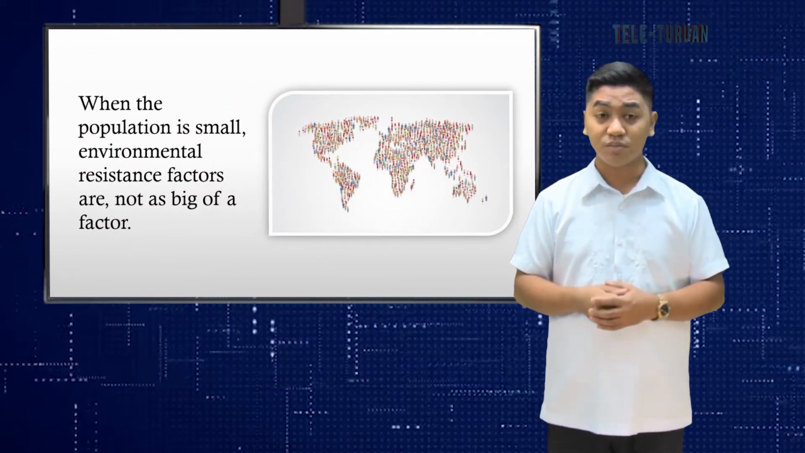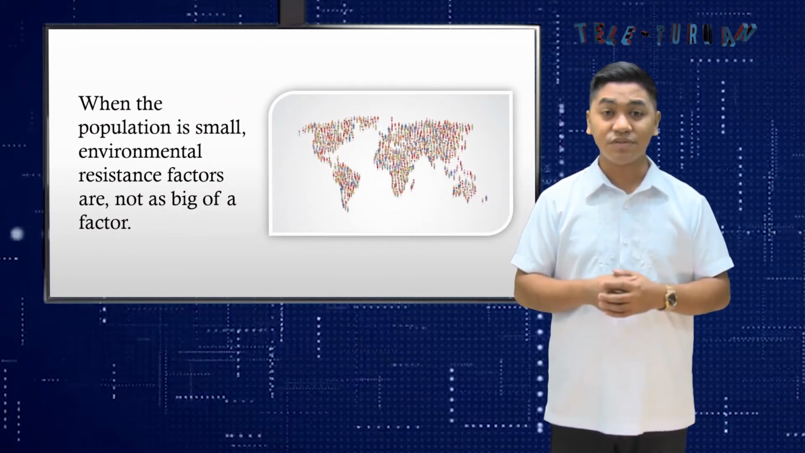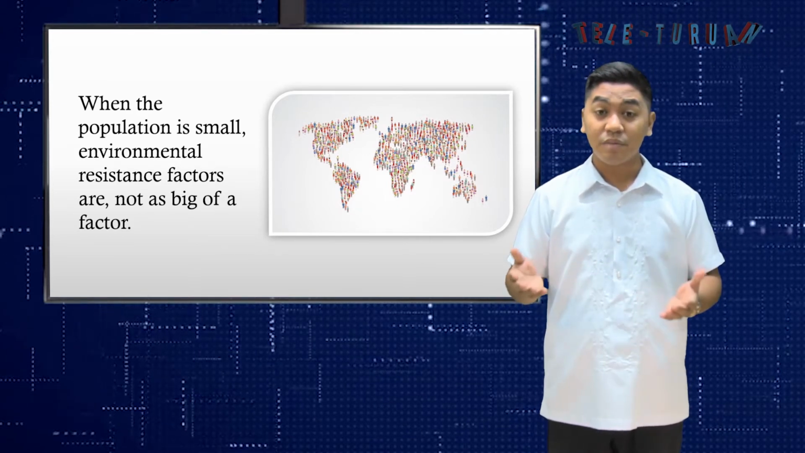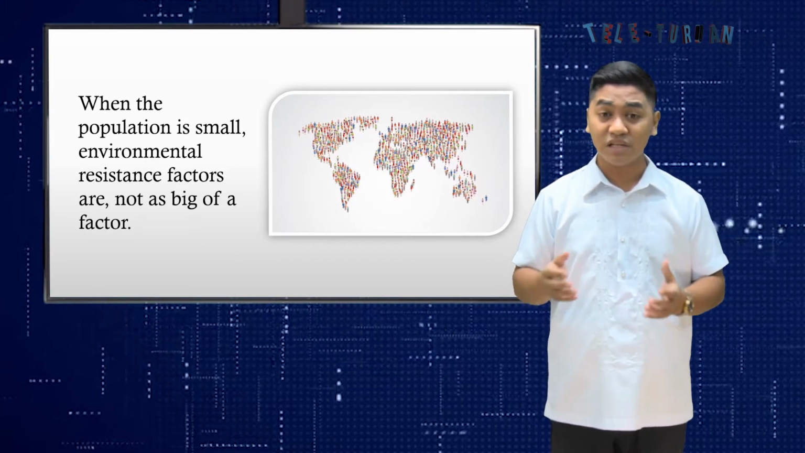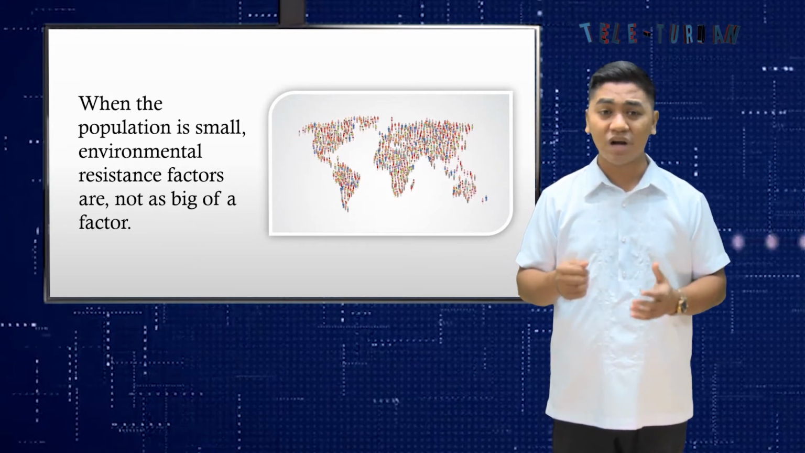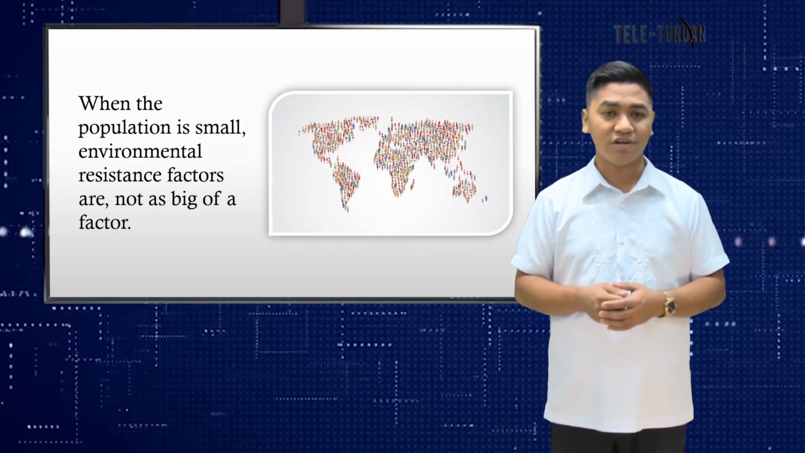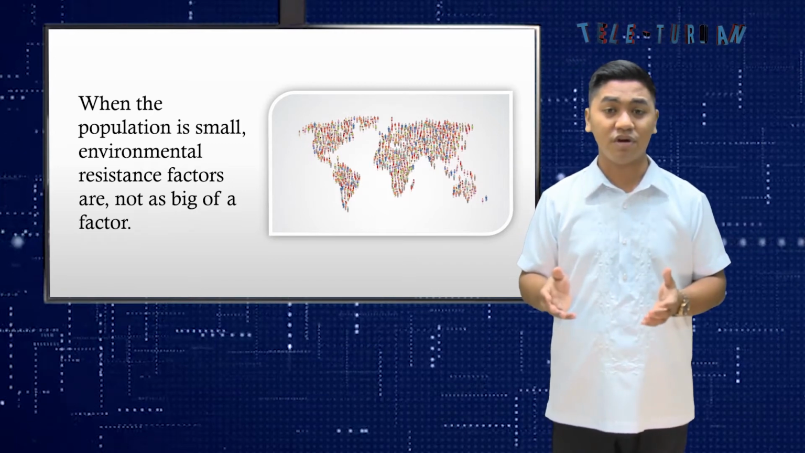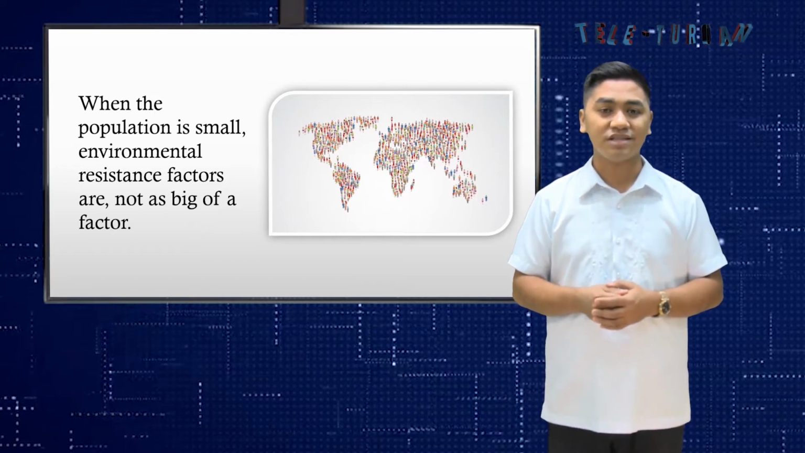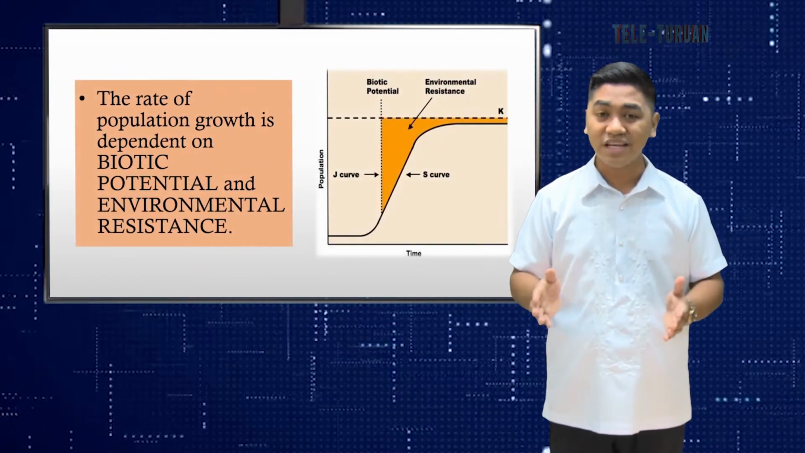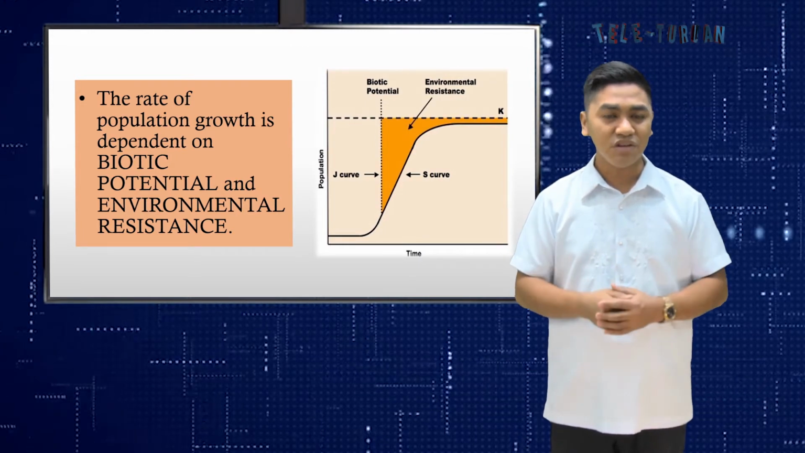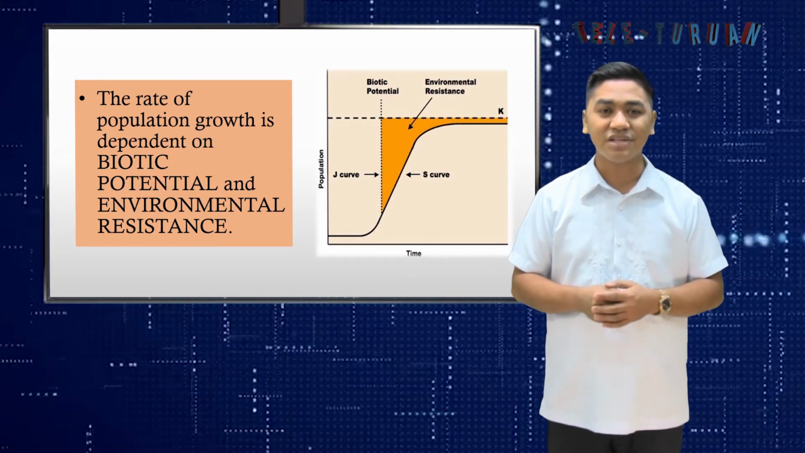When the population is small, environmental resistance factors are not as big of a factor. There may be plenty of resources around, so the population can keep growing quickly. It is kind of like pushing a piece of gravel uphill rather than a boulder. But as competition gets steeper and resources start to become limited, population growth starts to slow. The rate of population growth is dependent on biotic potential and environmental resistance.